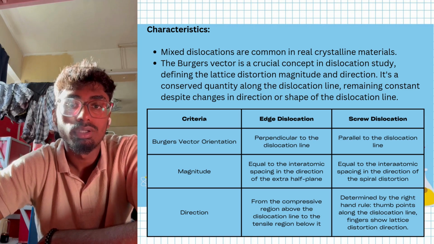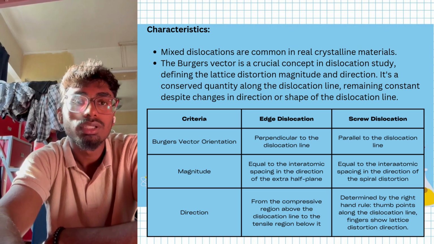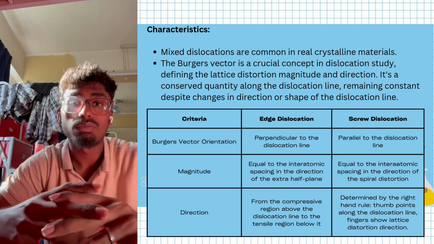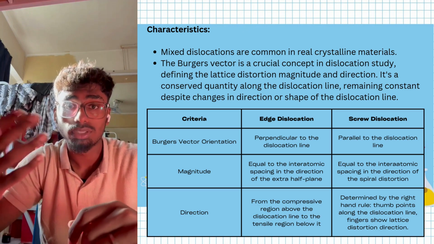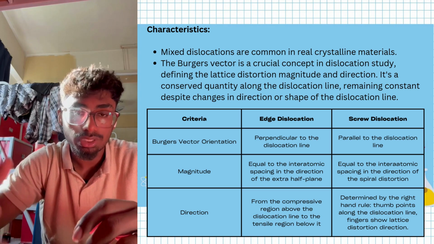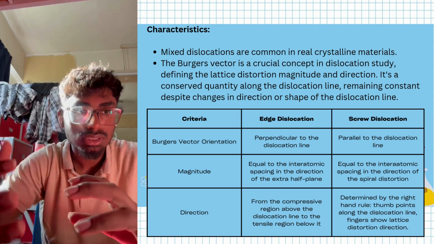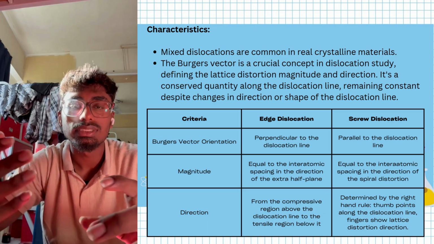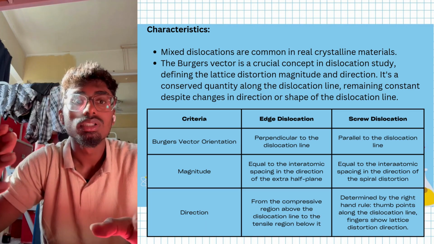So I'd like to talk about the Burgers vector. The Burgers vector is a crucial concept in dislocation study. Before we go deeper, we have to understand general things like what the Burgers vector is. The Burgers vector defines the lattice distortion in magnitude and direction. It's a conserved quantity along the dislocation line, remaining constant despite changes in direction or shape of the dislocation line.